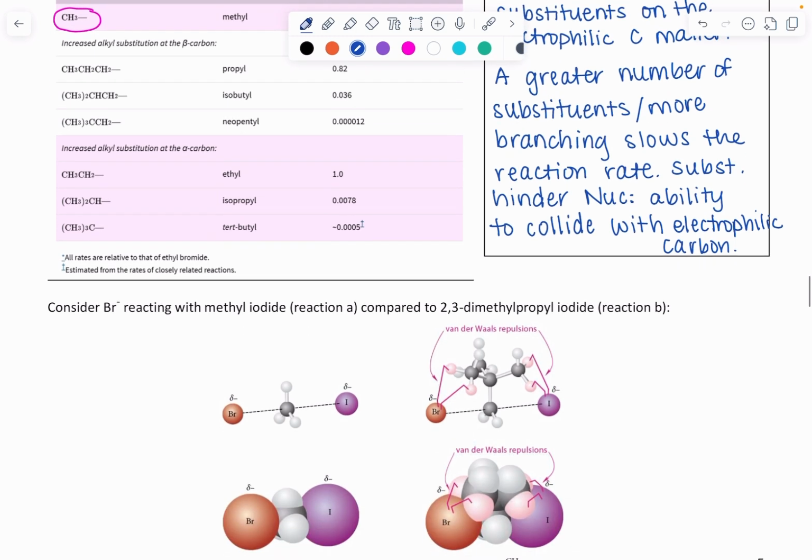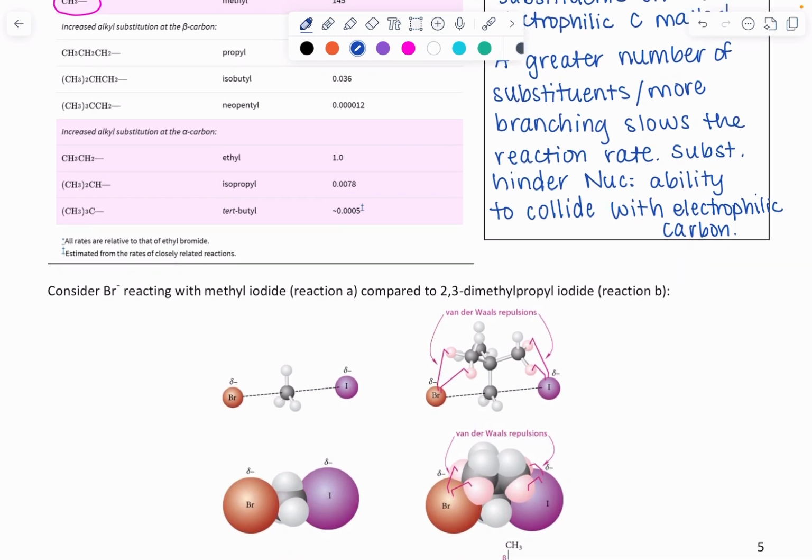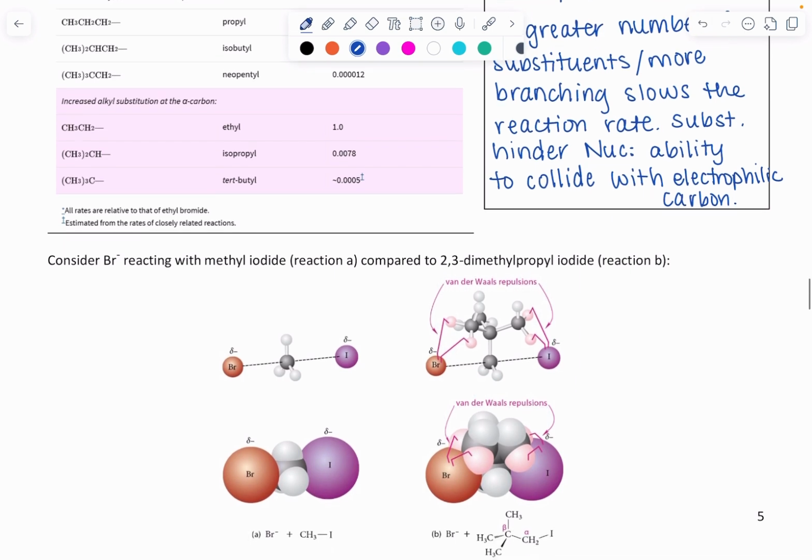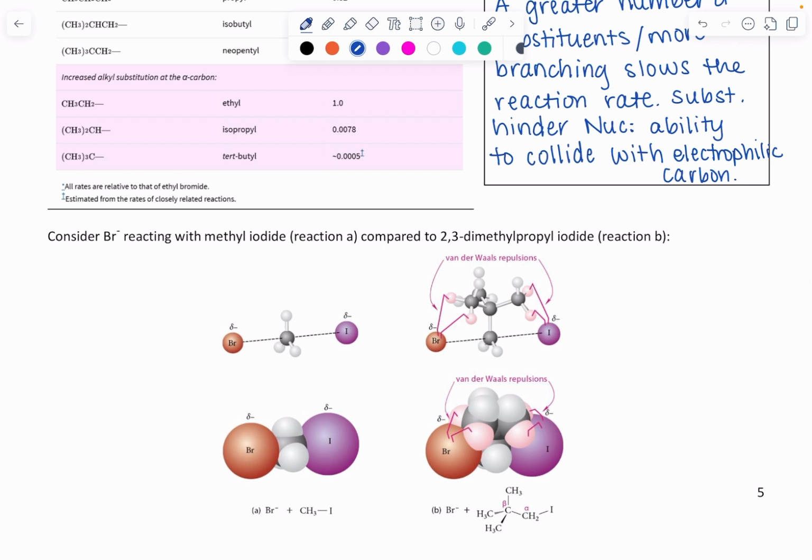Here's a visual of bromide reacting with methyl iodide compared to 2,3-dimethyl propyl iodide. So reaction A, we have Br- as the nucleophile right here, and CH3I, methyl iodide, or iodomethane, another way to name it, right here. So this methyl has a carbon and 3 hydrogens. The bromine's able to come in and bond, and the iodine can leave.